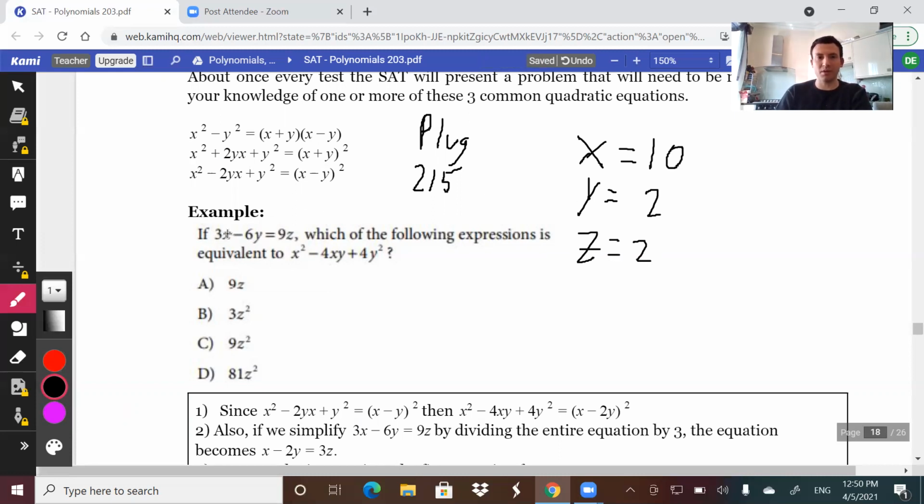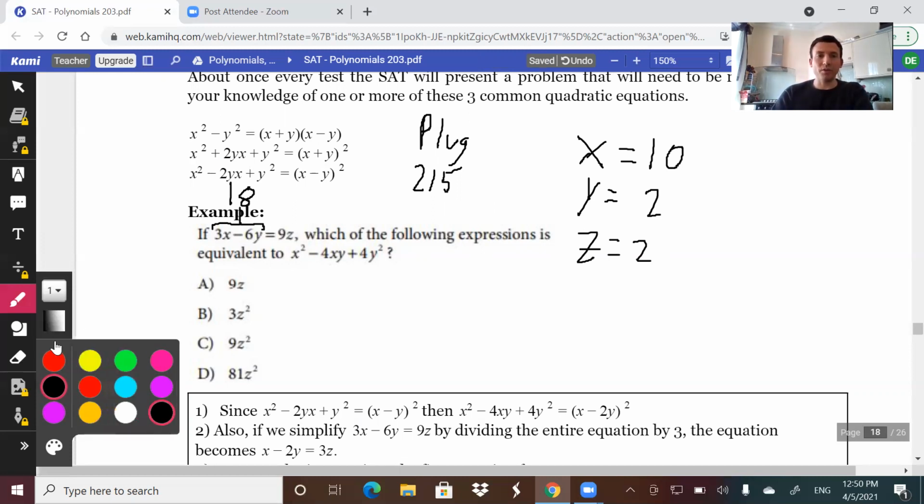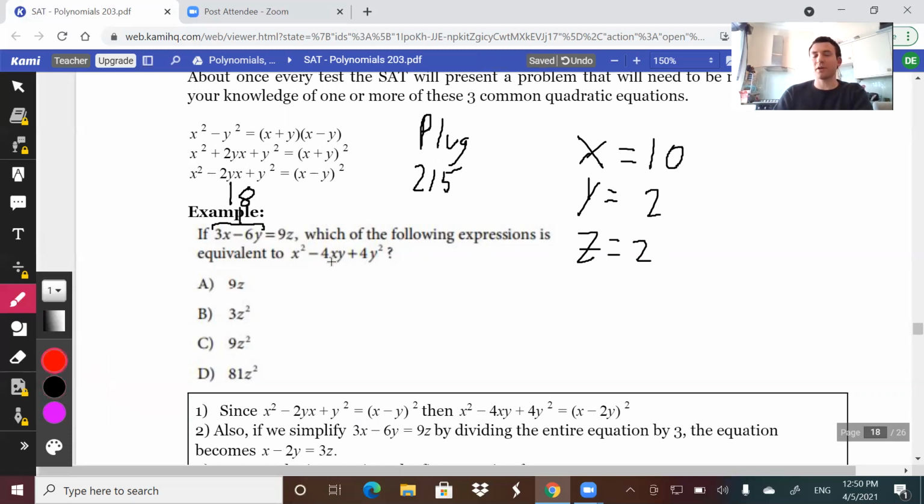If I do 3 times 10, I get 30. Minus 6 times 2, that means that this whole side is equal to 18, which means that z would have to be 2. So essentially, these are 3 integers that allow me to balance this equation. So that's the first thing you have to do. Now that you have those, you can just plug them into the expression. So we have 10 squared, which is 100, minus 4 times 10, which is 40, times 2, right? Y is 2, so that's 80. Y squared is going to be 4 times 4 is 16.